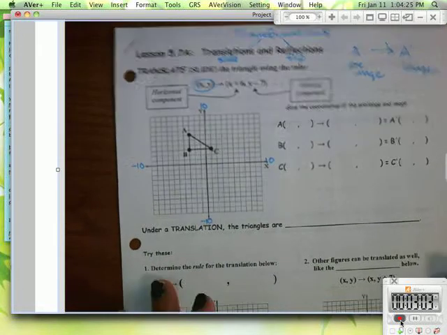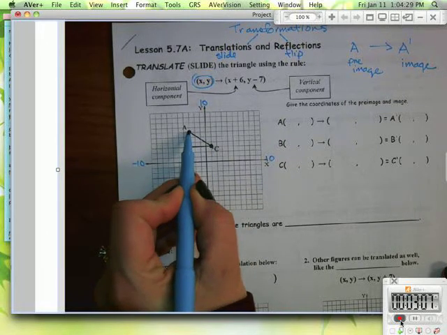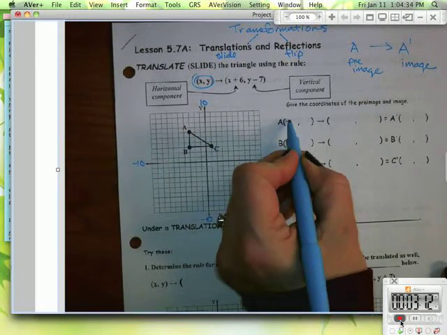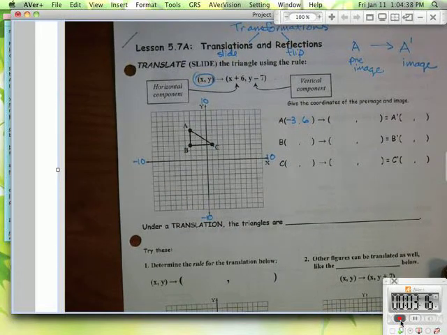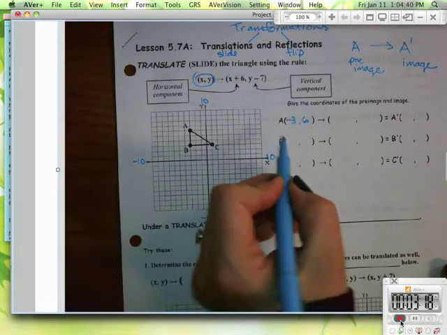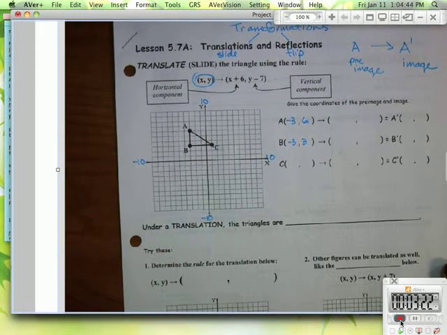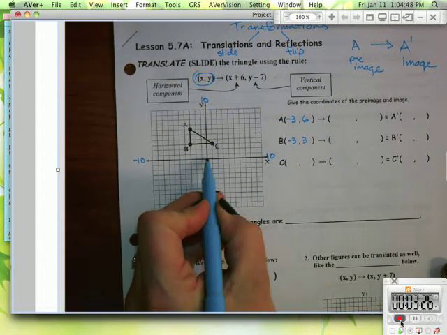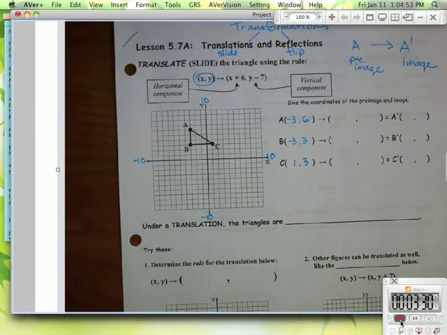So the first thing we have to do is we have this pre-image here. I'm going to write the coordinates of A are -3, 6. I'm going to write those right here. That's the coordinates of point A on my shape. The coordinates of B are -3, up 3. And the coordinates of C are just over 1, up 3. That's before I do anything to it.